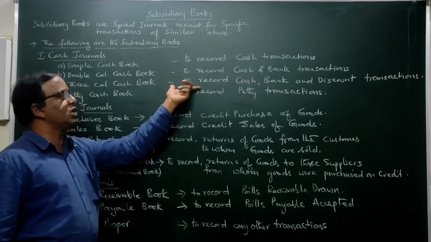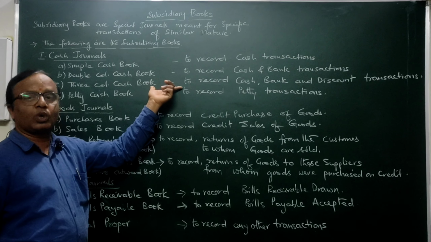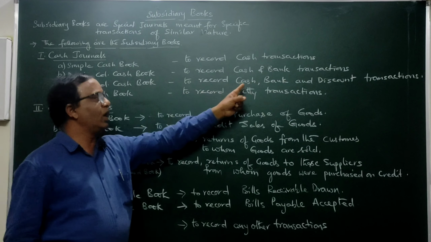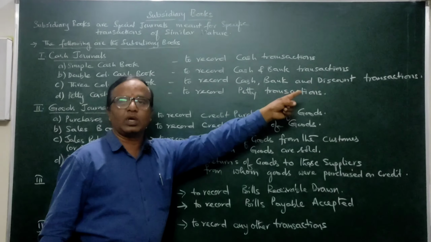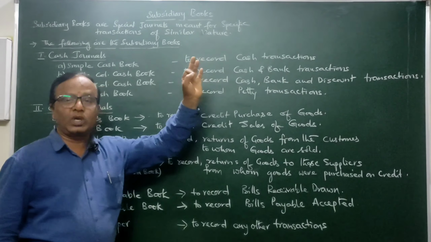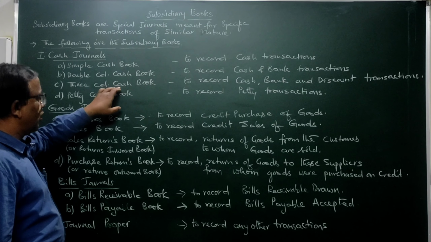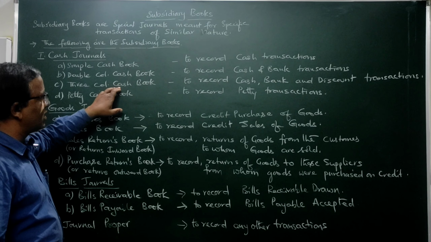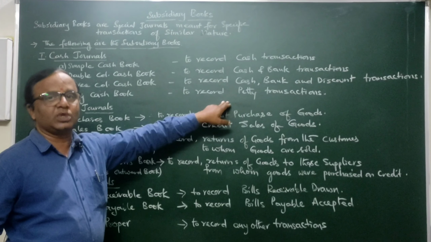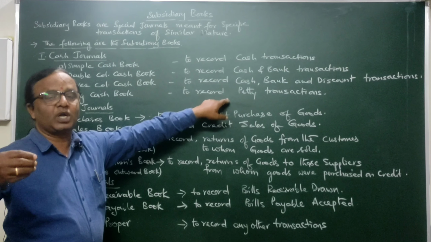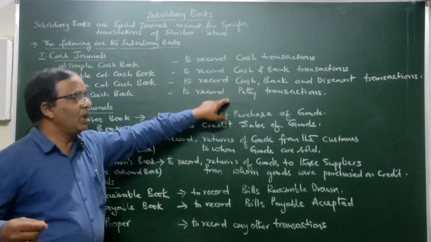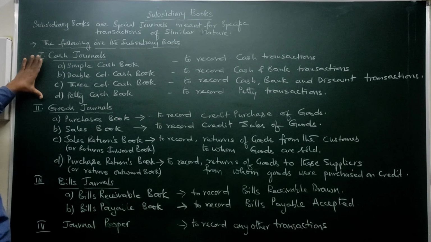Then similarly, the three column cash book. This cash book is maintained in order to record the transactions relating to cash, bank, and discount. In other words, transactions relating to cash, bank, and discount are recorded in this three column cash book. The three column cash book is also called a triple column cash book. Similarly, the petty cash book is maintained in order to record the petty transactions which take place in the business. Petty transactions means small transactions. So this is about the cash book.